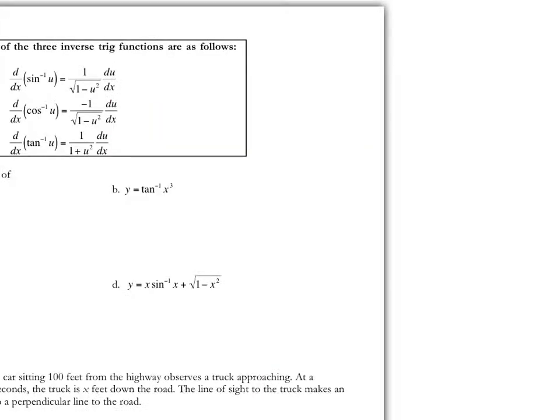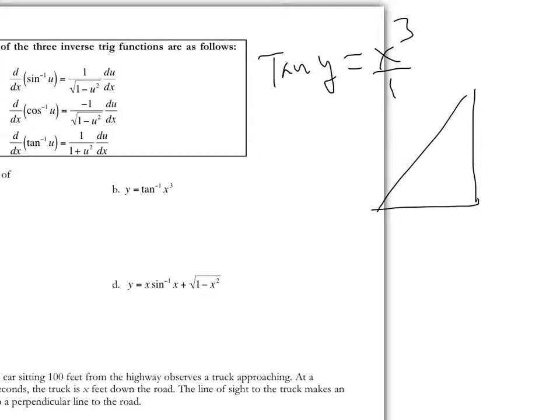Okay, so the next one, we're going to say the tangent of y equals x cubed over 1. So I'm going to draw my triangle, opposite, adjacent. Hypotenuse is going to be, let's see, x cubed squared is x to the 6th plus 1. Here is angle y. So now we're going to take the derivative of both sides here.